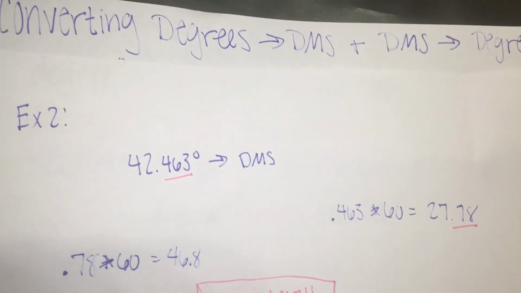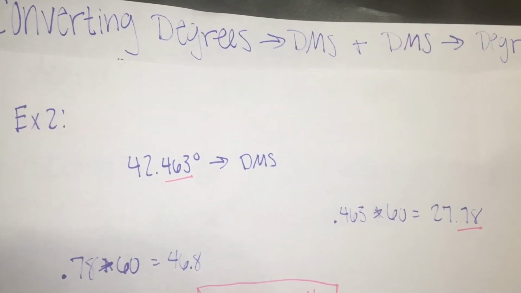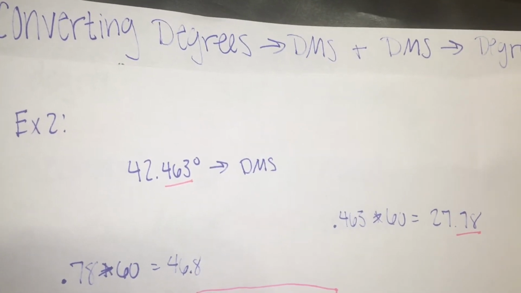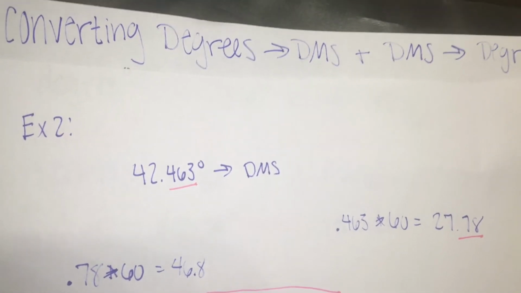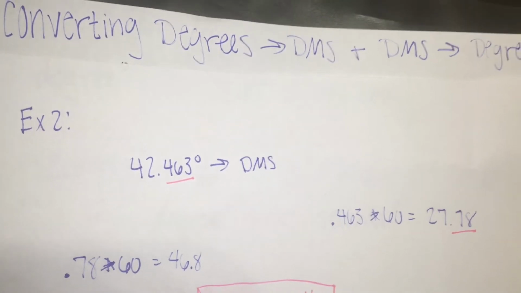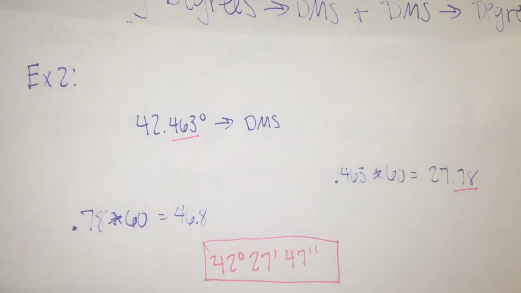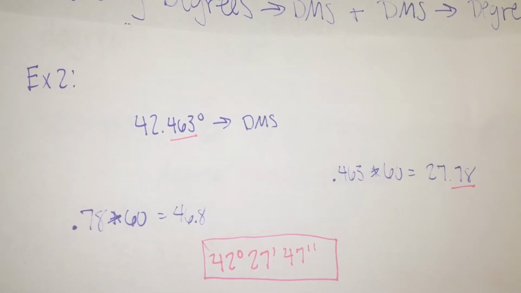46.8 is supposed to be our seconds, and since seconds is such a small unit, we will not have to multiply again, and we can just use our basic rounding rules. So we can round that to 47. This brings our answer to 42 degrees, 27 minutes, and 47 seconds.